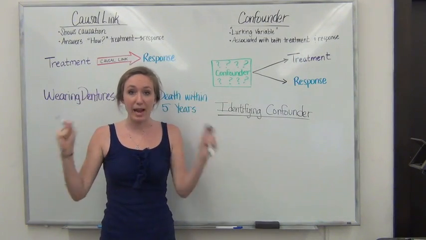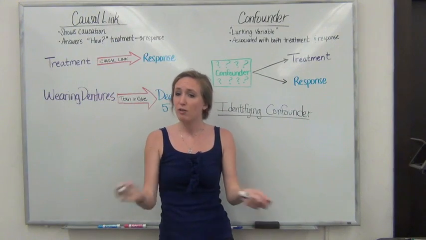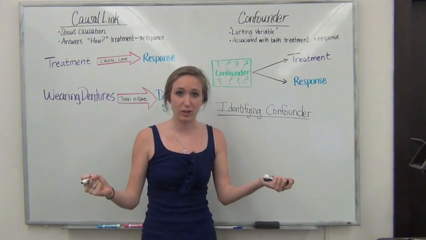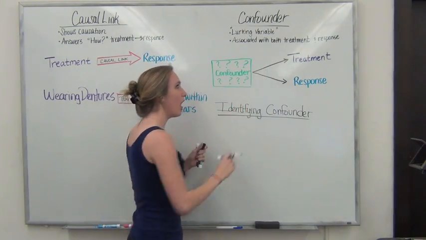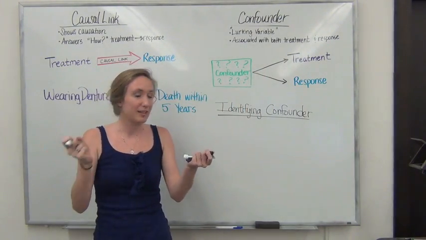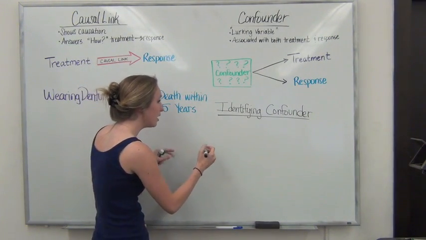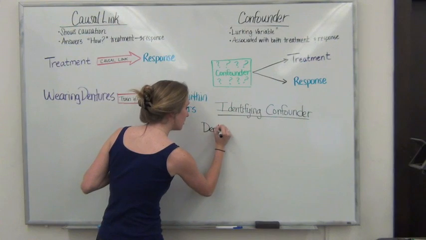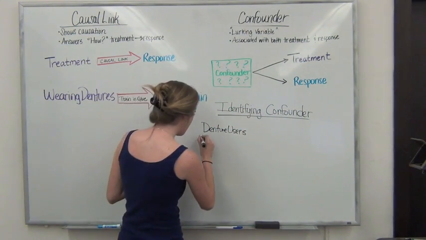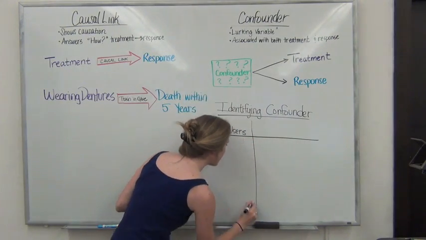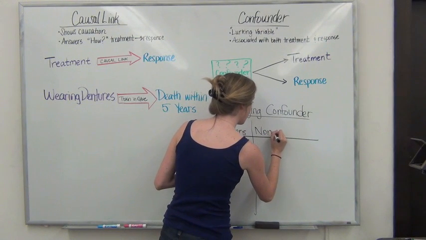Well, we want to compare our two groups, our treatment group and our comparison group, for other possible differences that could result in this response and be associated with the treatment. Other differences besides the treatment that could result in seeing this response. So let's just make a quick diagram of our denture users. So this is my treatment group that I observed as the denture users, and I'm going to compare them to the non-denture users that I was comparing them to.